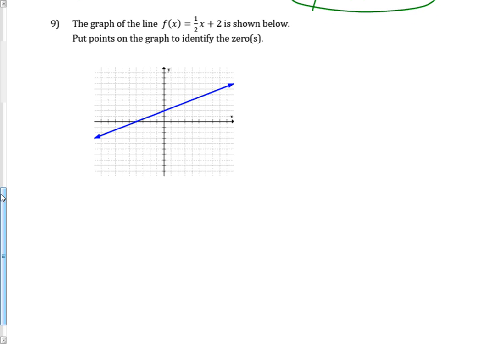Number 9, the graph of f of x equals 1/2 x plus 2 is shown below. Put the points on the graph to identify these zeros. Remember, zeros, roots, and solutions are all found on the x-axis, the x-intercept. So there's only one cross here, only one zero here, so it should be right there on the x-axis.